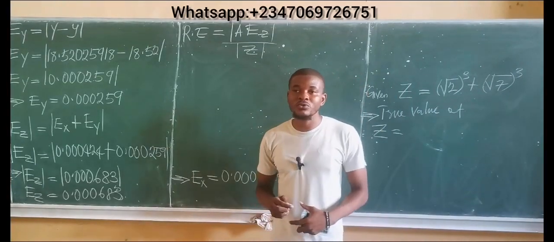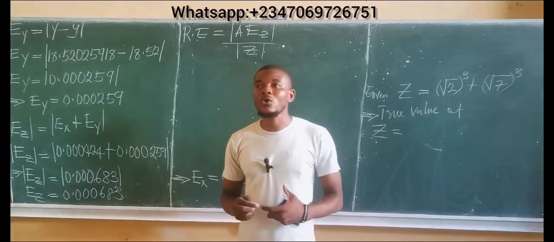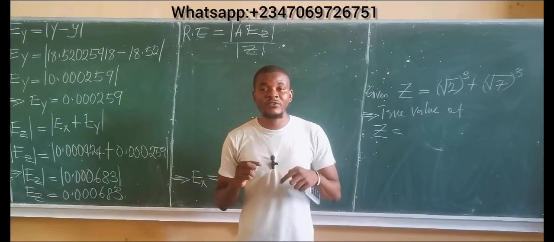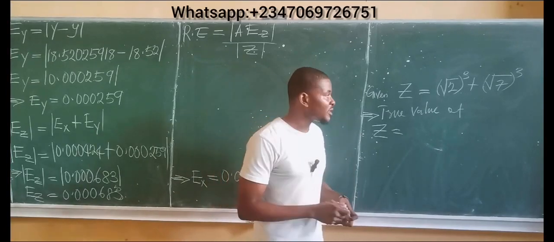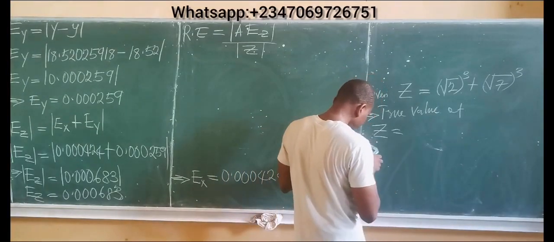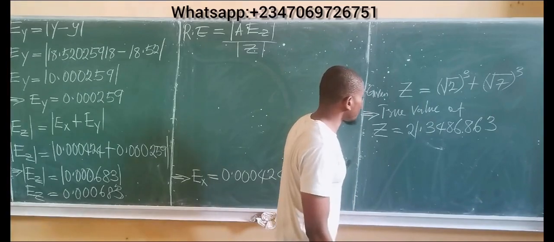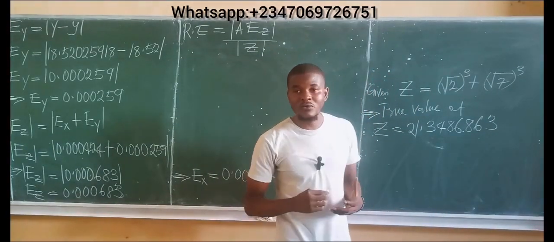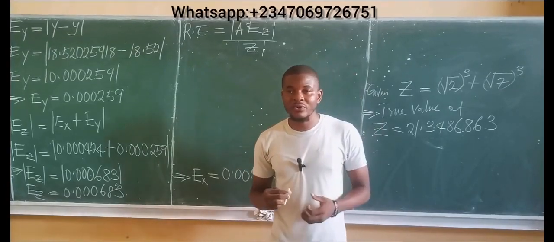So I'm going to be pointing all together at once. Do well to point along with me to avoid any calculation error, and if you spot any calculation error, feel free to post in the comment section. Okay, so let's find root 2 to the power of 3 plus root 7 to the power of 3. So that value gives us 21.3486863.